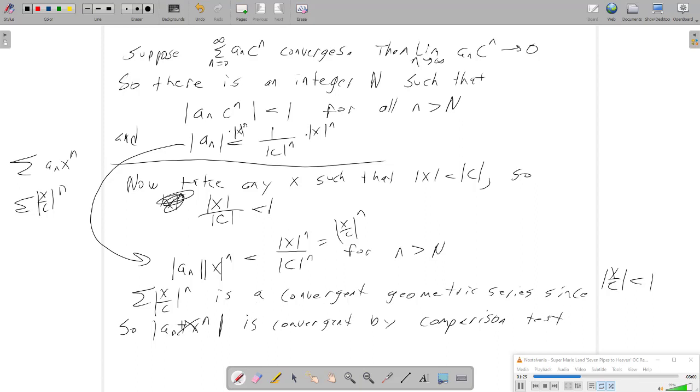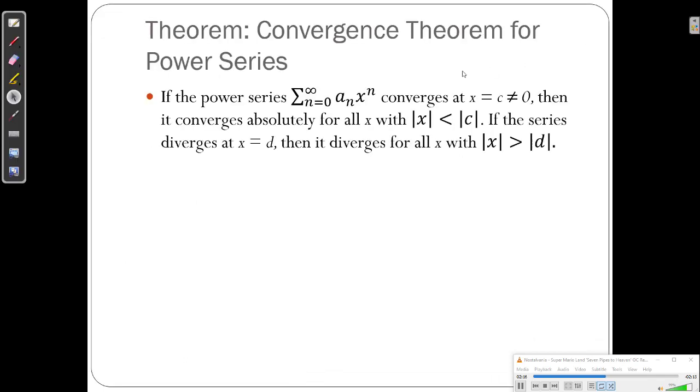And I'll go ahead and say, so the sum of a sub n x to the n is absolutely convergent. I'm just stating the conclusion here. For absolute value of x less than absolute value of c. I think that proves everything we were asked to prove. Let me go check it to be sure.